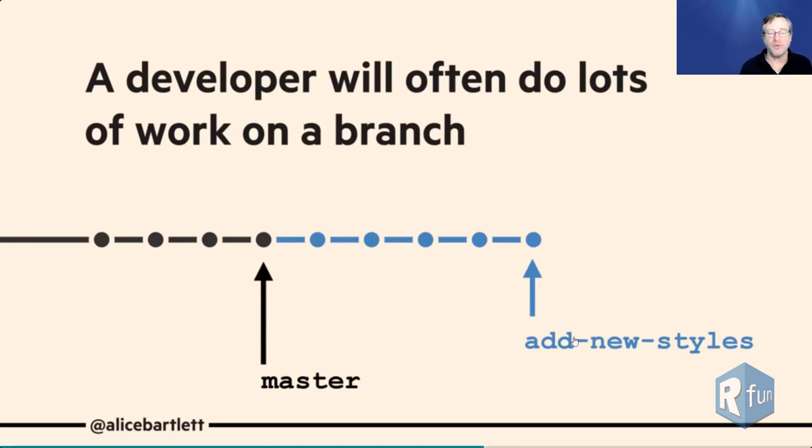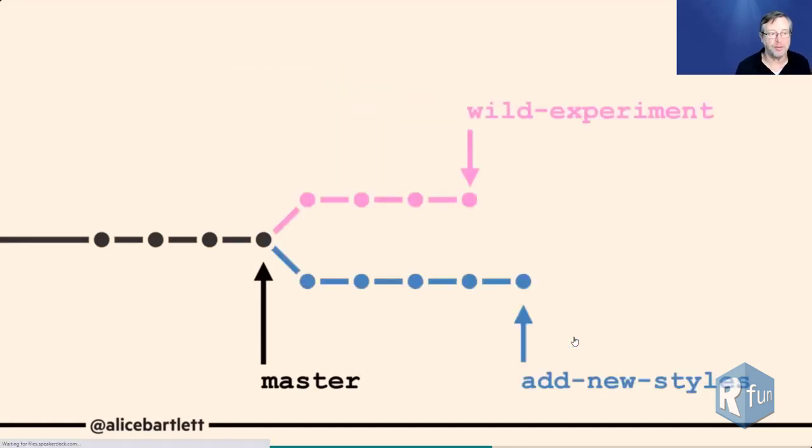And this one is based off of this, but of course in a completely different state. And I can switch back and forth using the word checkout. I can check out master and then check out add new styles. I can go back and forth. Or if I share my repository with somebody else, they can go back and forth. I can make multiple branches.